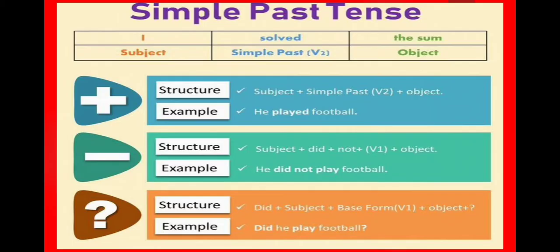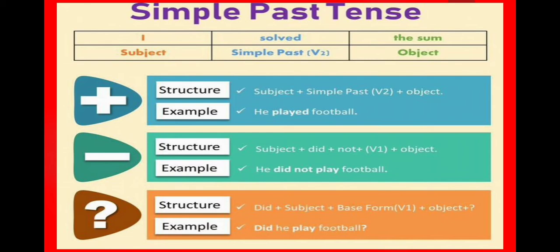Now, children, to form simple past tense, there are some rules. For affirmative sentence, the rule is subject plus simple past, that means verb second form, plus object. Let's see the example. He played football. So in this example, he is a subject. Played is the second form of the verb play, and football is an object.